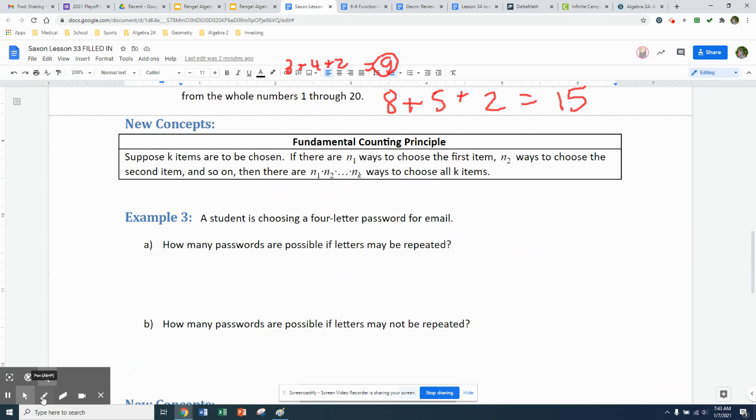So again, the fundamental counting principle deals with multiplying, and the addition counting principle deals with adding your outcomes. And that's where you're looking for that word or. When you see that word or, that would represent our addition counting principle. So here, multiplying our outcomes.